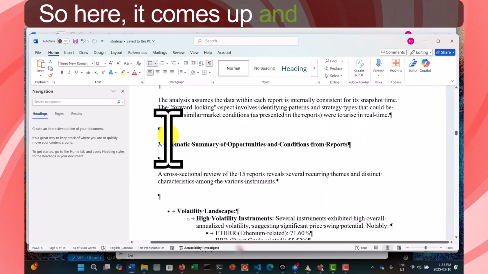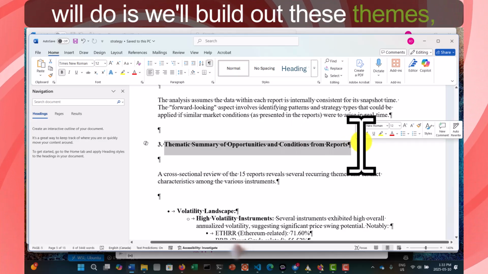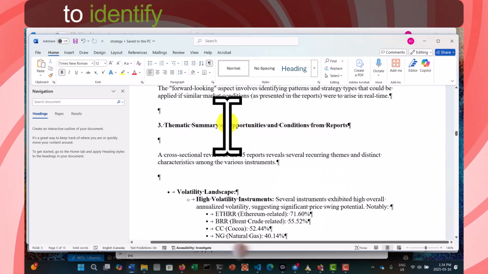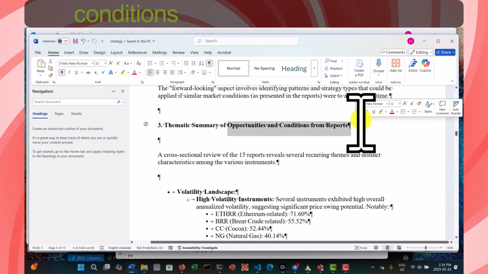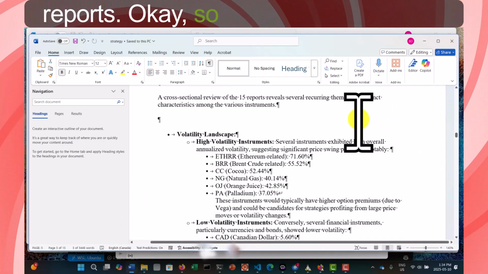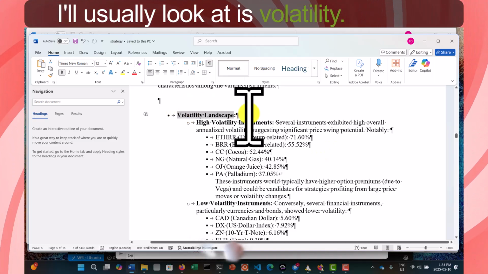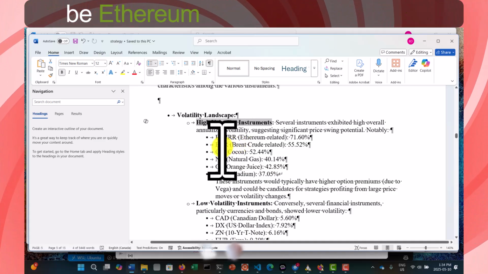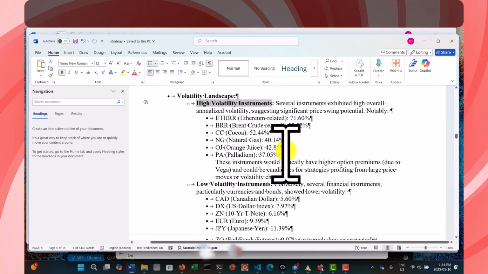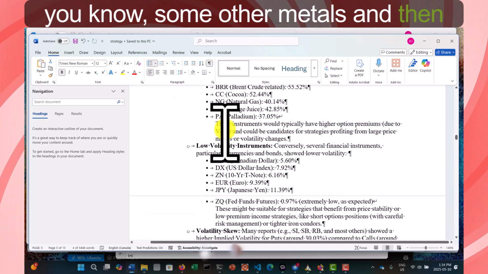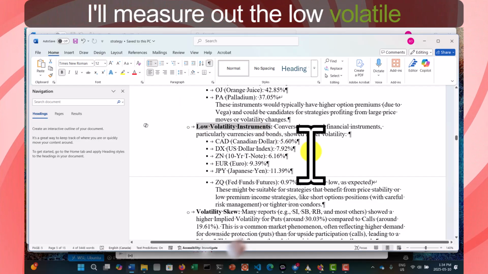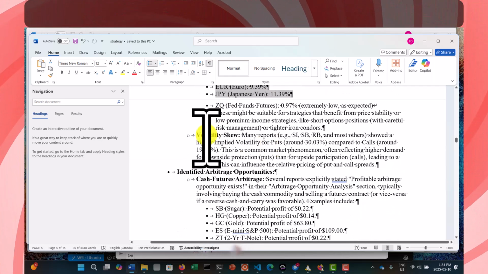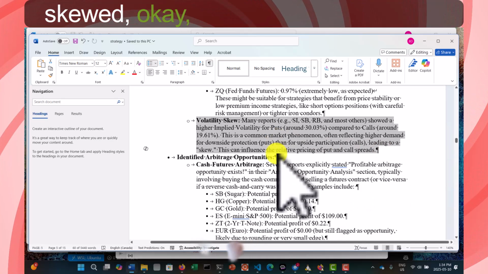So here, it comes up, and what the firms will do is they'll build out these themes, these strategy themes on how to deploy this cash. Okay, and then it's going to identify the opportunities and the conditions set from those various reports. Okay, so the number one thing I'll usually look at is volatility. So we know there's going to be some high volatility. Just so you know, there could be Ethereum and Bitcoin, and also some other metals. And then I'll measure out the low volatile instruments, which would be mostly currency and treasury. Then I'll measure out the volatility skew, okay, and all the opportunities there.